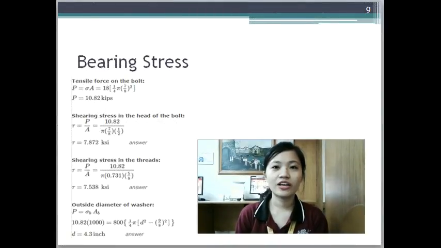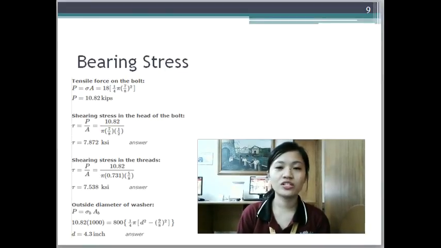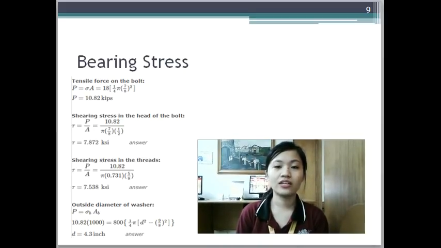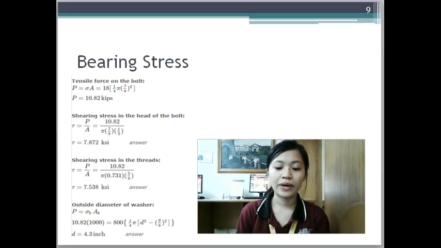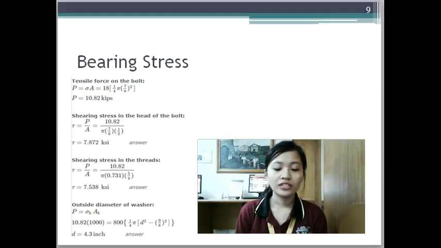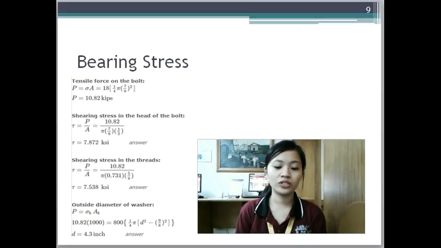To solve for the shearing stress in the head of the bolt, we must solve first the tensile force on the bolt, which is equal to the tensile stress times its area, where the tensile stress is equal to 18 psi and the area is equal to 1/4 pi times 7/8 squared. The tensile force is equal to 10.8 newtons. Now for the shearing stress, which is equal to the tensile force over its area, where the tensile force is equal to 10.82 and the area is pi times 7/8 times 1/2, the shearing stress in the head of the bolt is equal to 7.872 psi.